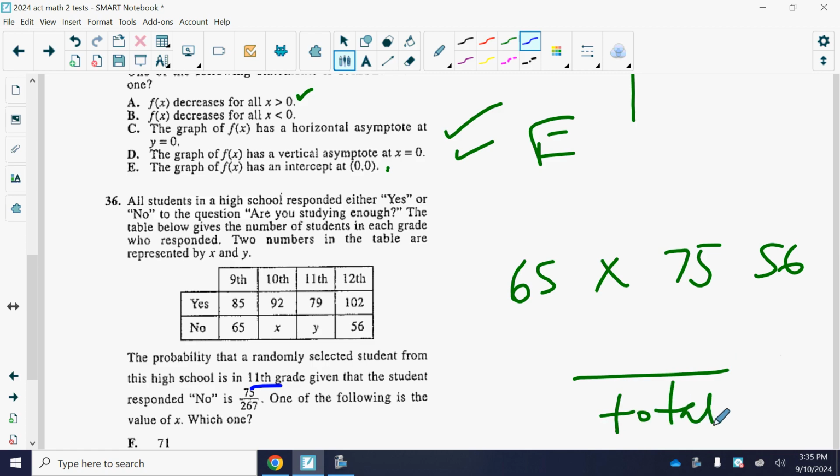So what did I do? I take 267, and I minus 65, I minus 75, and I minus 56, and that gives me the x of 71.